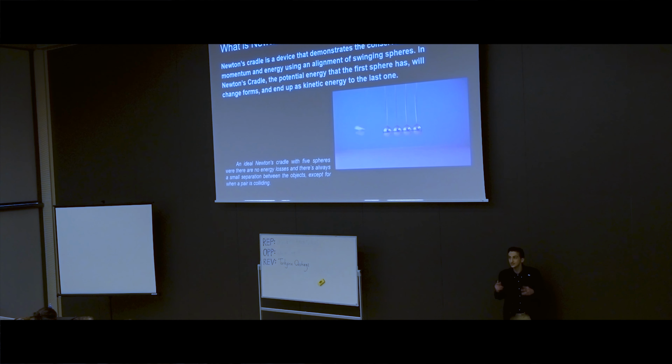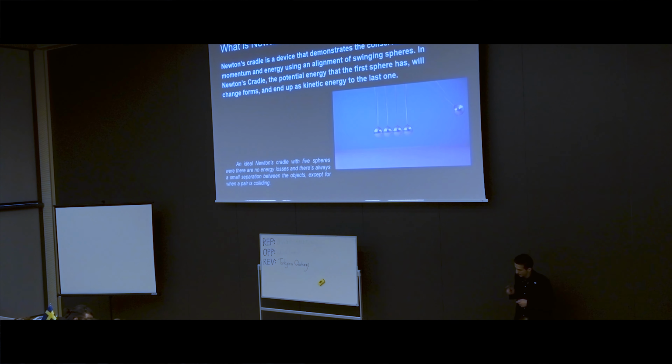So, first of all, let's define what a Newton's cradle is. A Newton's cradle is a device that demonstrates the conservation of momentum and energy using an alignment of swinging spheres. In a Newton's cradle, the potential energy that the first sphere has will change form and end up as kinetic energy in the last one. Here you can see an image that demonstrates this.